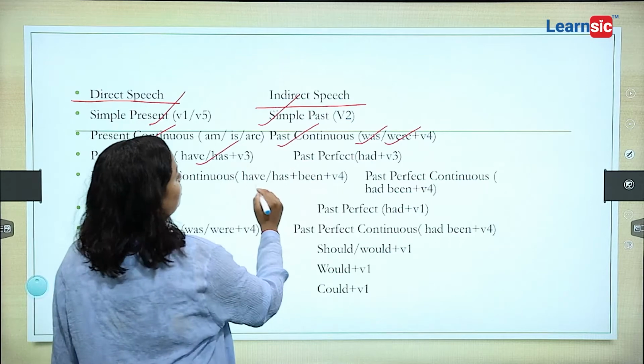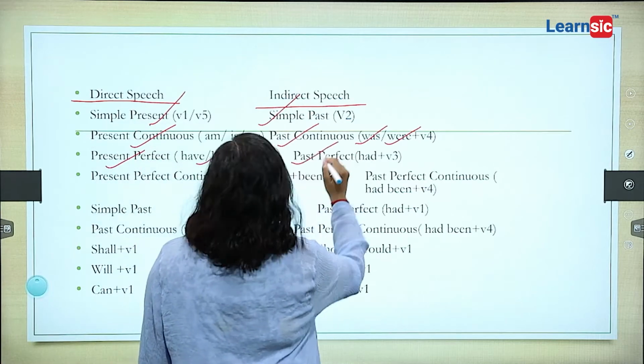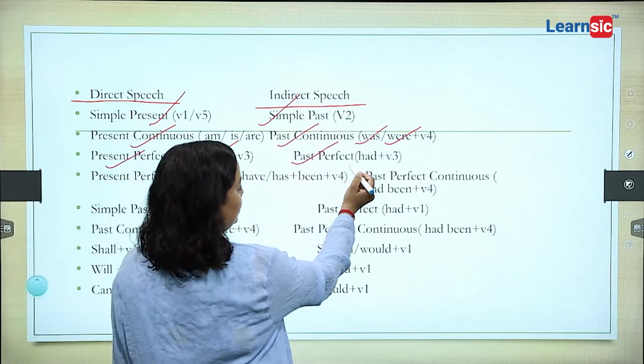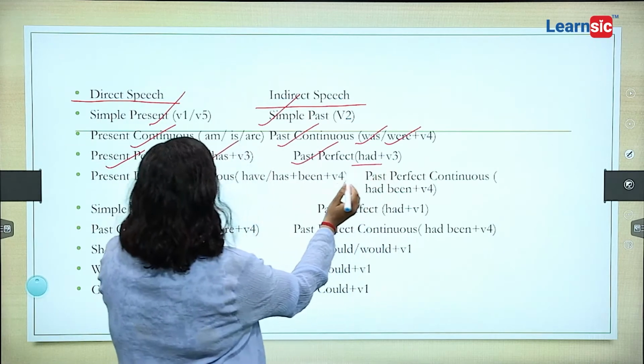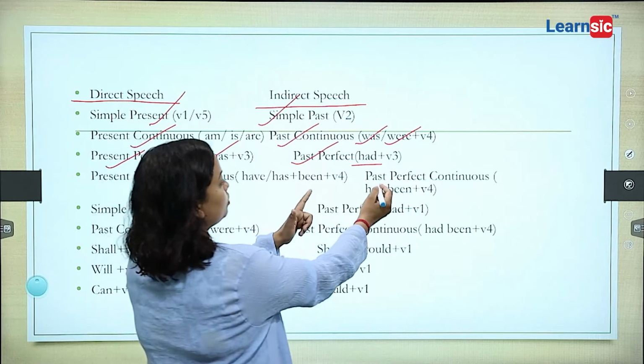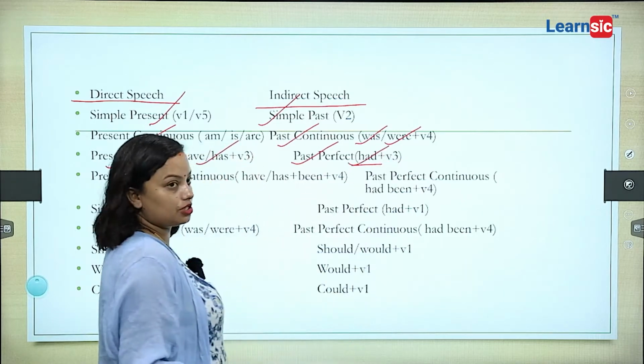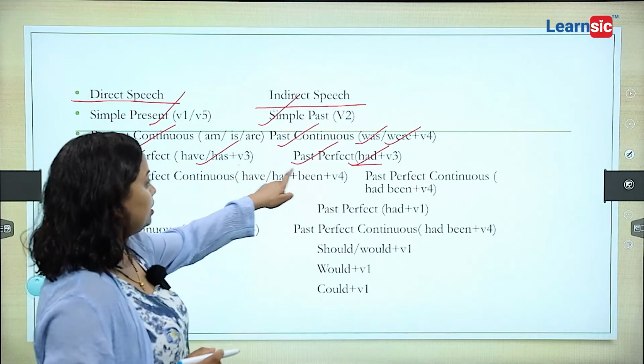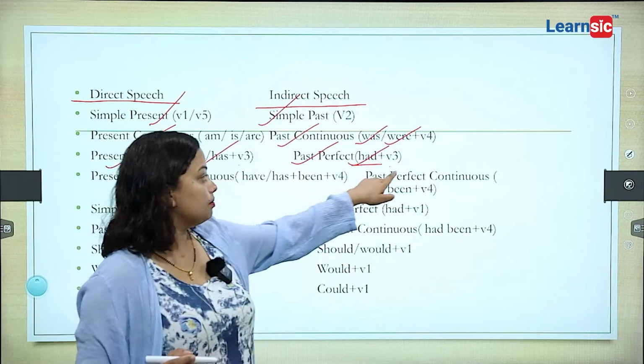So we have to change it into past perfect. Listen here, present perfect, now past perfect, that is to say there will be no option of has or have, there will be only had. We have only one limitation, that is had plus verb 3. Yes, same, verb 3, past participle.